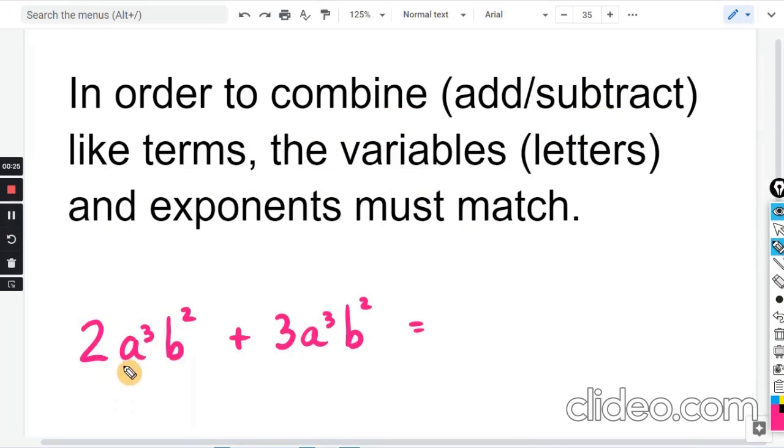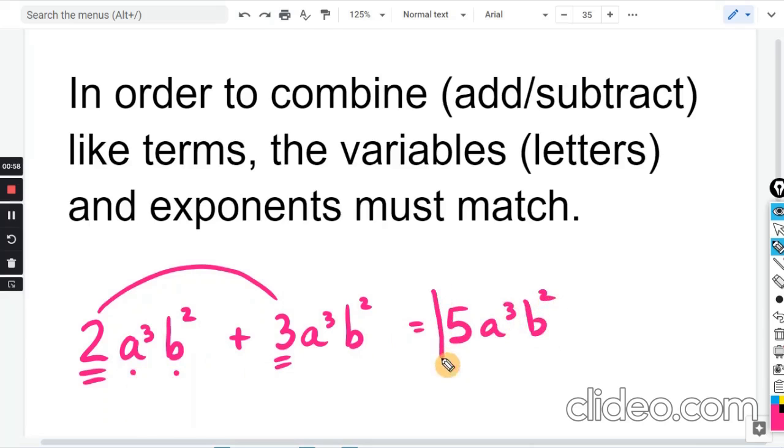So if we wanted to add 2a to the third b squared plus 3a to the third b squared, we can do that because we have a and b on both terms, and a is to the third power on both terms, b is to the second power. So you just take the coefficient, the number in front of the variables, and add 2 plus 3, you have 5. And then you rewrite the variable terms with their exponents, a to the third and b squared. So the letters or variables have to match, and the exponents have to match as well.